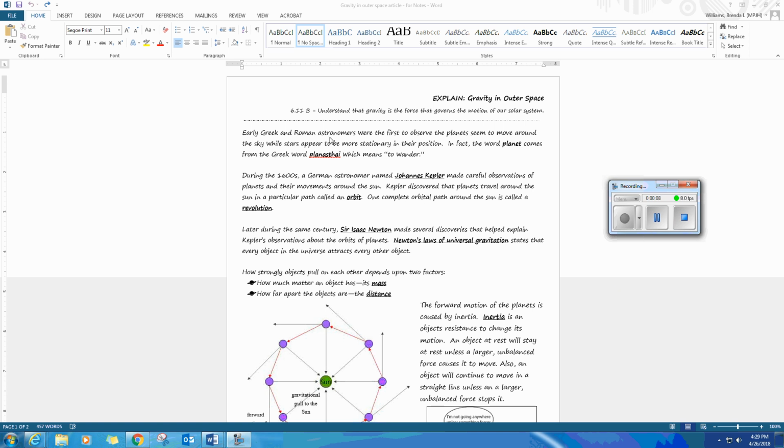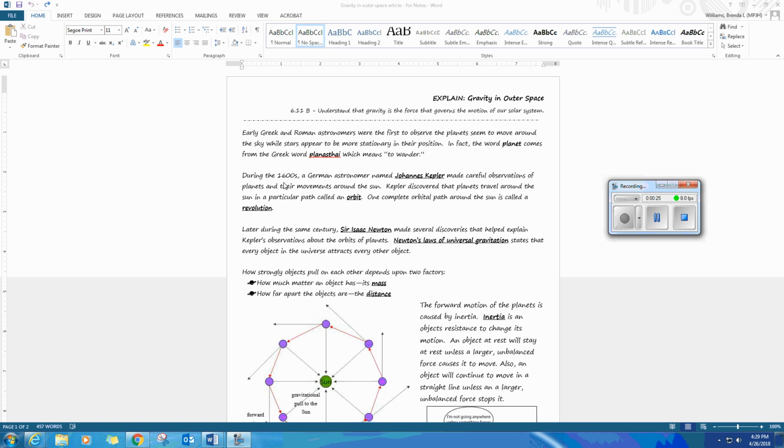Early Greek and Roman astronomers were the first to observe the planets seem to move around the sky, while stars appear to be more stationary in their position. In fact, the word planet comes from the Greek word planistai, which means to wander.